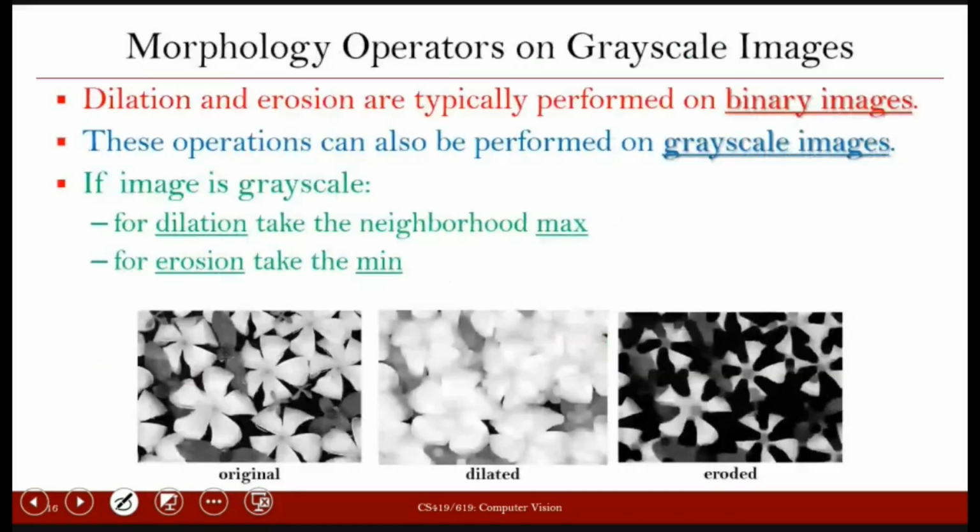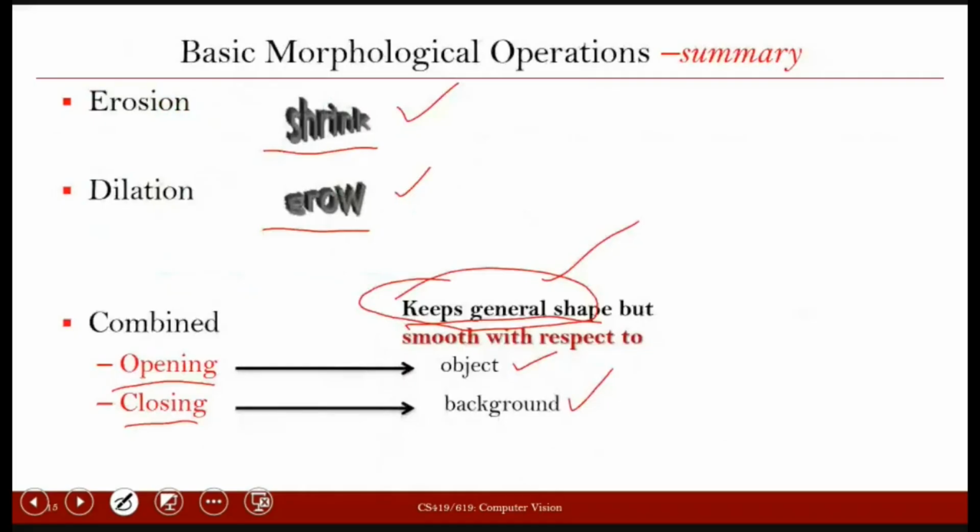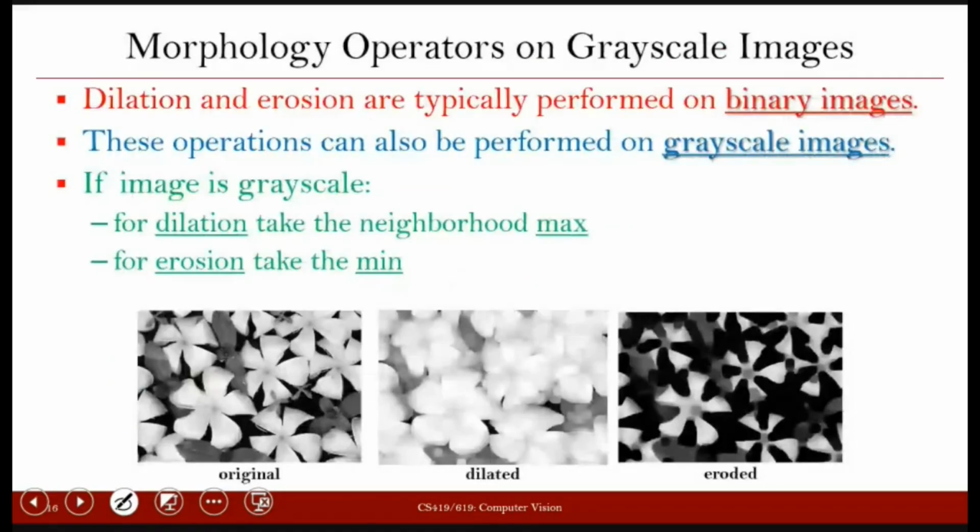Okay. So till now we have discussed all these operations on binary images, but these operations can be extended to grayscale images. Let us see how we are going to do this. As I just stated, dilation and erosion are typically performed on binary images. Here we are going to see how to perform these operations on grayscale images.